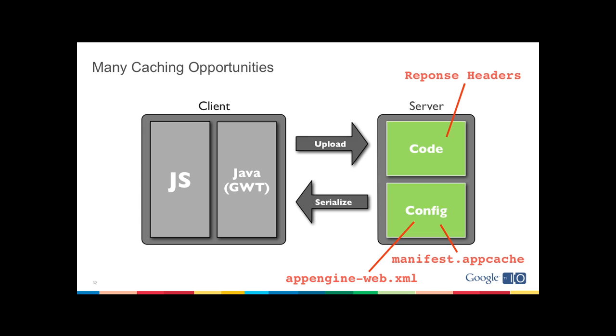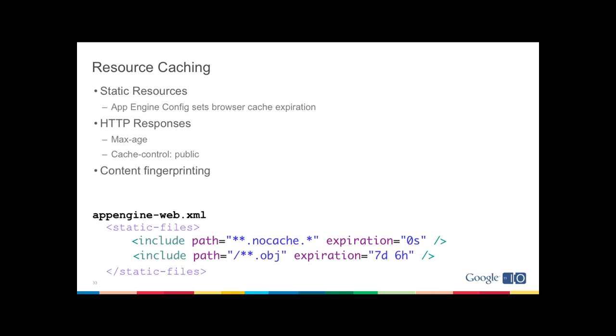It doesn't stop at browser caching. There are a ton of different caching opportunities, so much that actually this would justify probably a whole talk. But I'm just going to go through a few things. I'm not really going to do it justice. So if you have static resources on App Engine, you can set up their cache expiration times in your App Engine web config file. So that's a good thing to know if you're serving big sort of static resources.